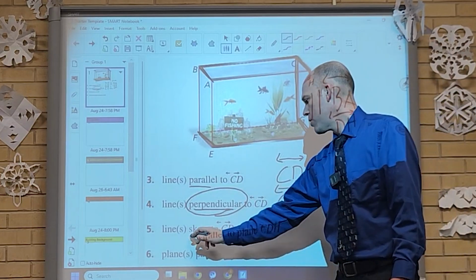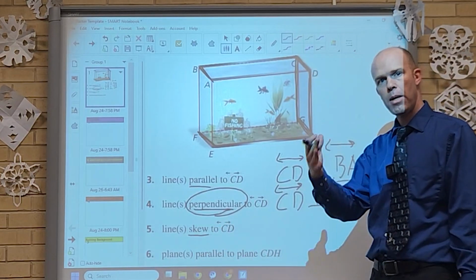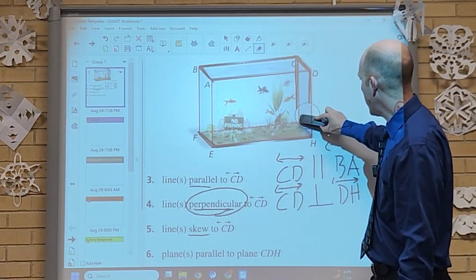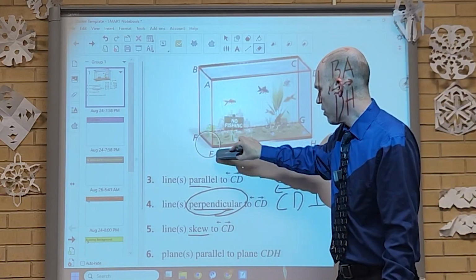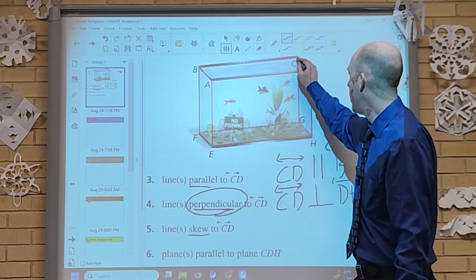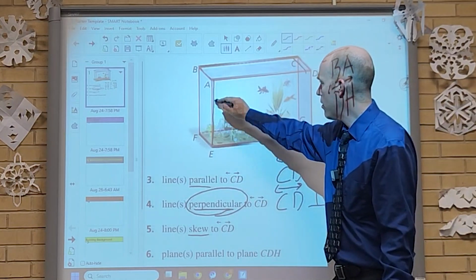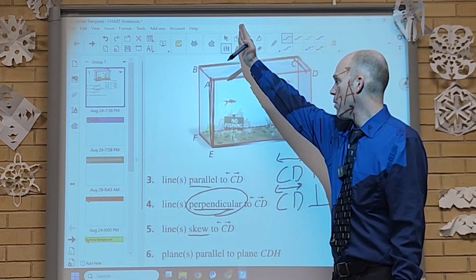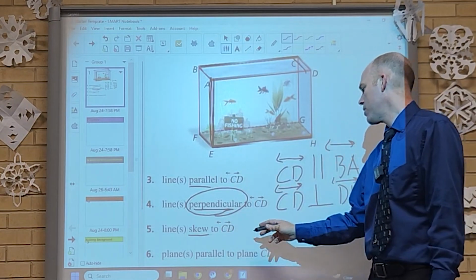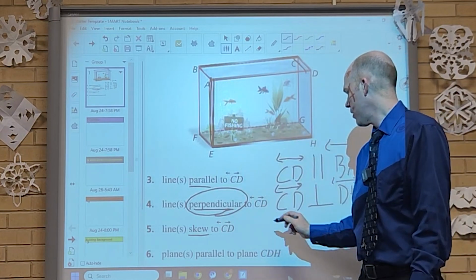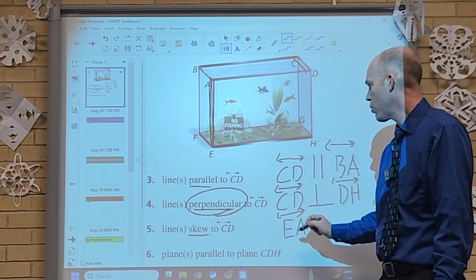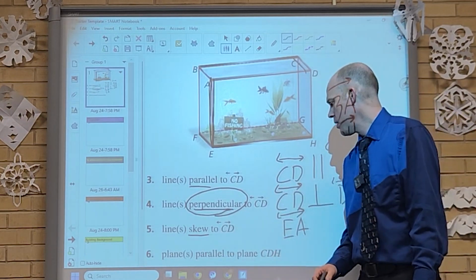All right, skew. That means that they're not parallel, but they're also not intersecting with each other, like these lines over here. And so we've got CD. Let's see, EA right here would be an example that's not parallel, but it also won't ever intersect. So CA or EA right here is one possible choice to be skew to CD.